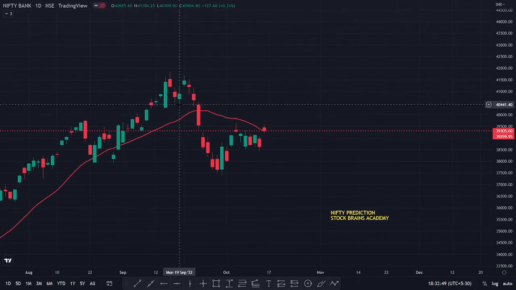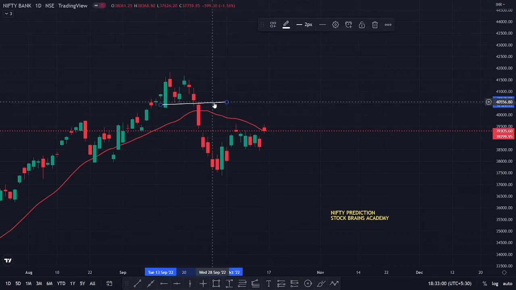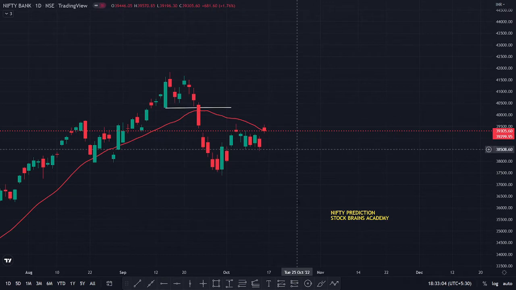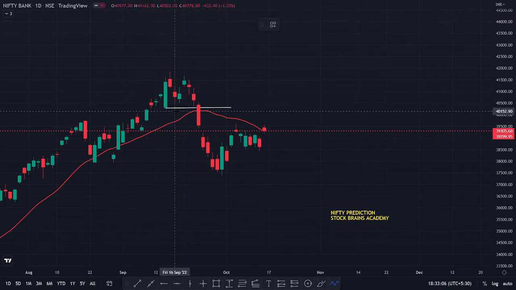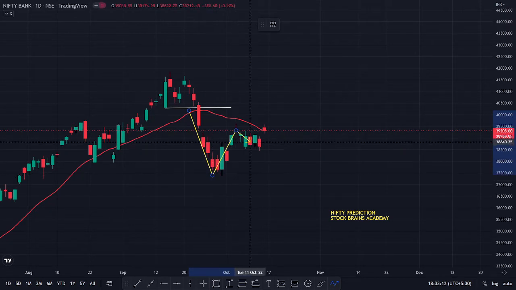What happened in Bank Nifty is that it broke this previous support zone right here on the daily time frame, and had a very nice aggressive pull down on the daily time frame. It's having a nice straight rally from that place. Now we are currently at this area.